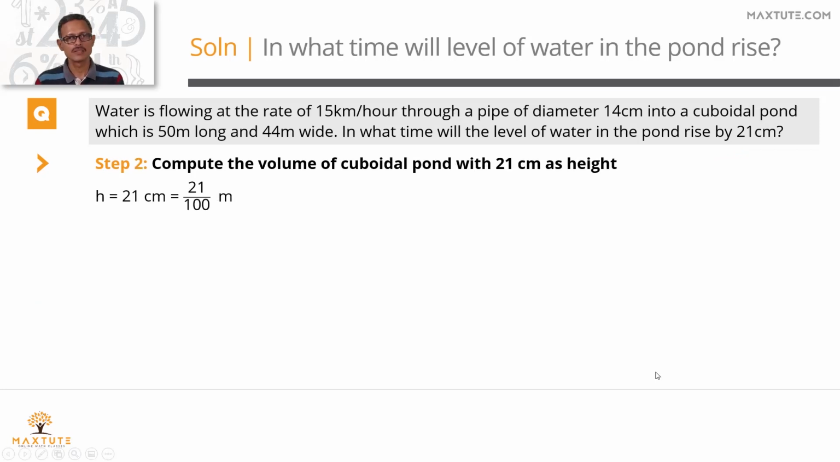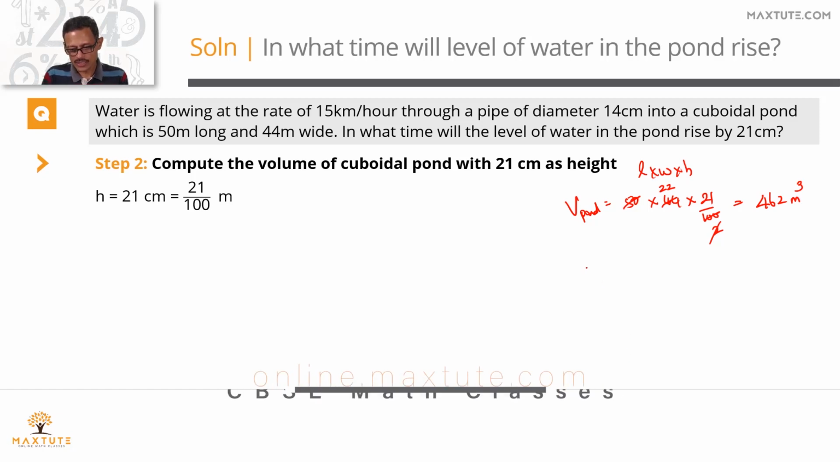231 into T. Let's compute the volume of water that got into the cuboidal tank as its level increased by 21 centimeters. So for the cuboidal tank, the volume is going to be length into width into height. Length is 50 meters, width is 44 meters, height is equal to 21 by 100 meters. So this is the volume of water that went into the pond as its level increased by 21 centimeters. 50 cancels with 100 to leave us with a 2. 2 will cancel with 44 to leave us with 22. 22 into 21 is equal to 462 meter cube.